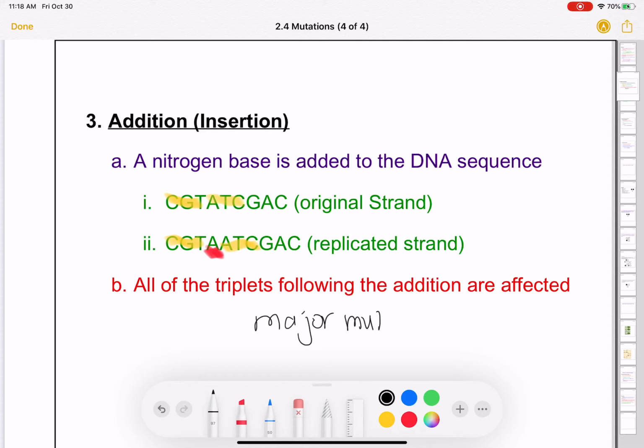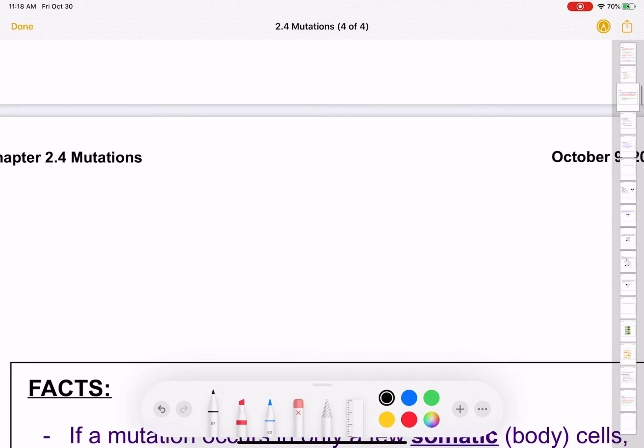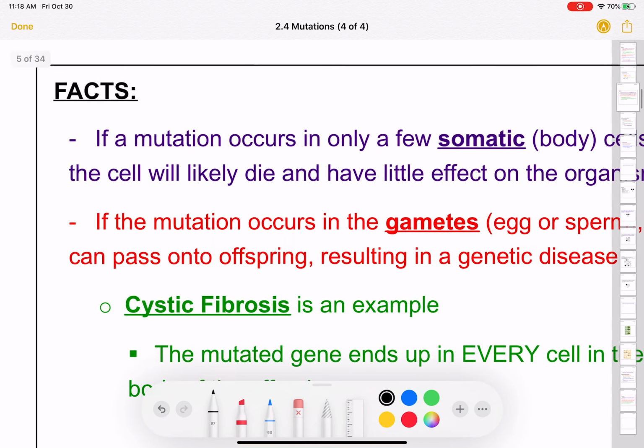We're not just messing up one codon, we're messing up the rest of them. And when we think about it, proteins can be hundreds to thousands of amino acids long. So if this was done near the first of the protein, we could have like 1,000 amino acids after that are not replicated correctly. So huge mutations can happen depending on what those proteins are coding for.